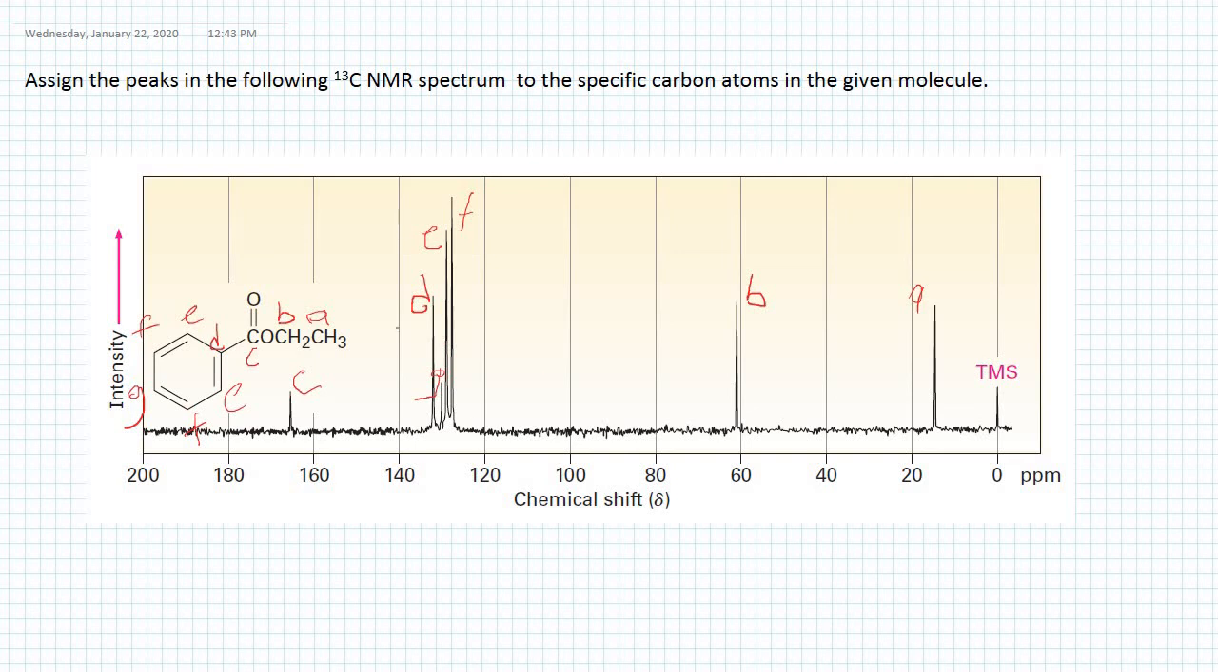So basically we assign each peak in the NMR spectrum to different types of carbons in the molecule whose structure is given to us.